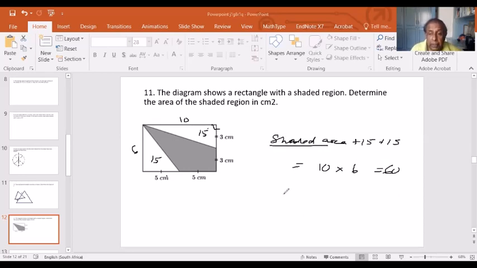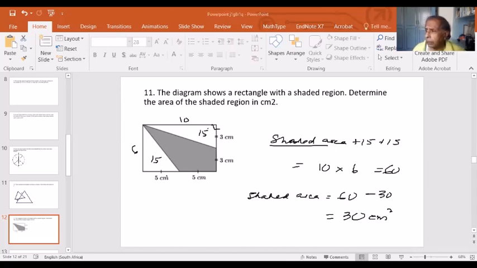So now the shaded area is 60, and you've got 30 on the other side. Shaded area plus 30 is 60. So you can do that mentally. What must be added to 30 to get 60? That is 30. And the units is an area, so the units are centimeter squared. Some people are very fussy about the units, so make sure you put down the units. So that's the answer to that problem.